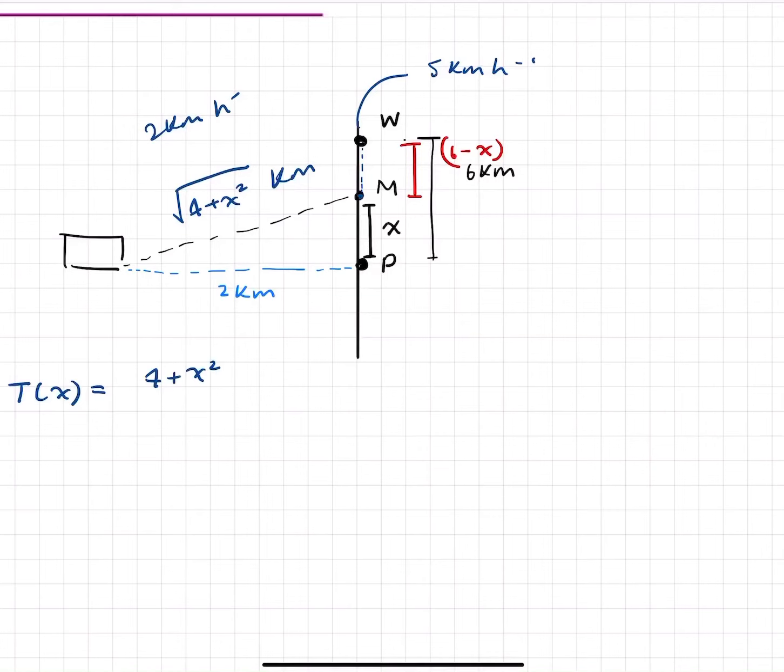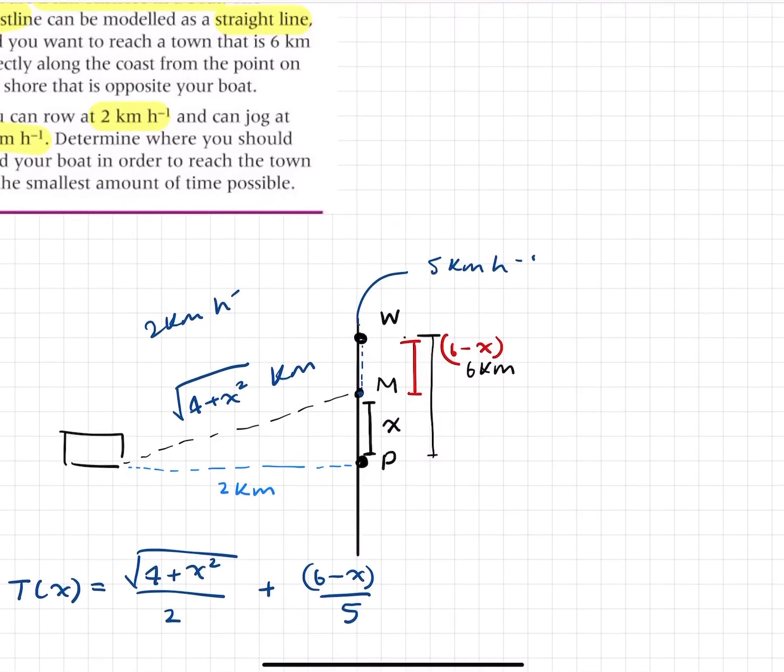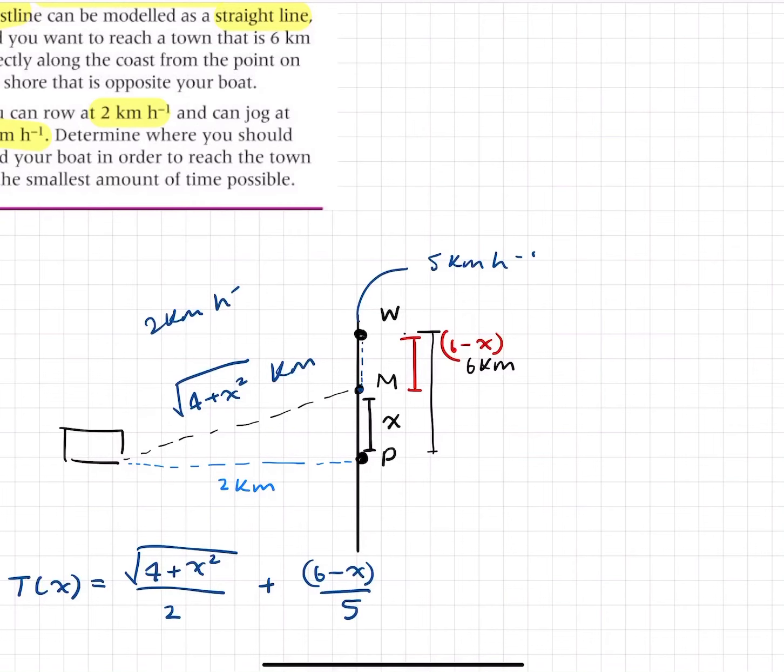But remember, we want to find time. So to find time, we divide distance by velocity. So that becomes divided by 2. And then we add our other quantity, which is 6 minus x kilometers, divided by our velocity on land, which is 5. And then we want to find the stationary point such that we're at a minimum.